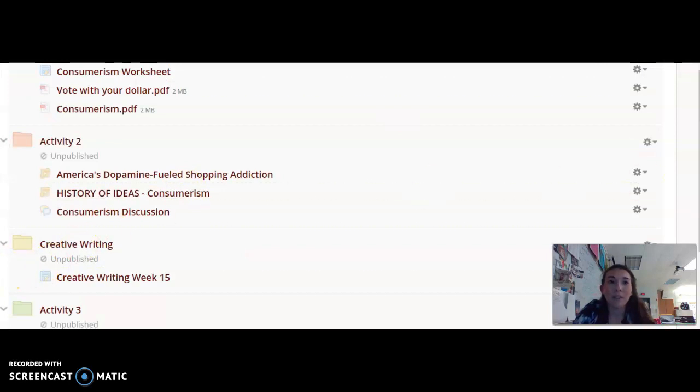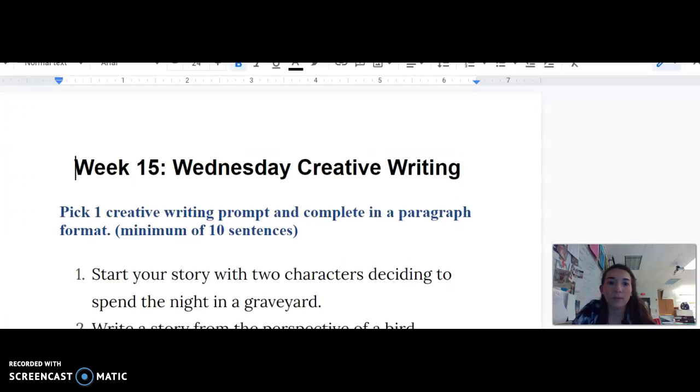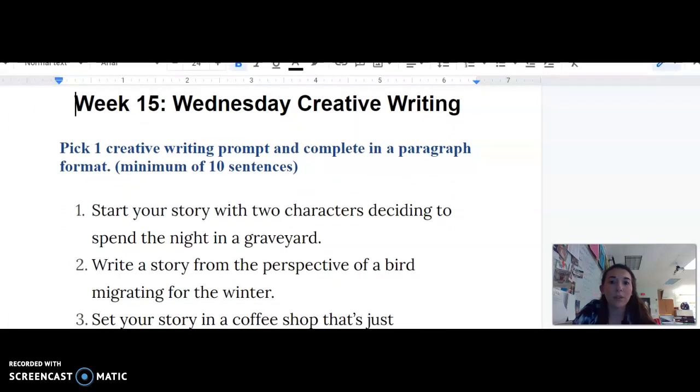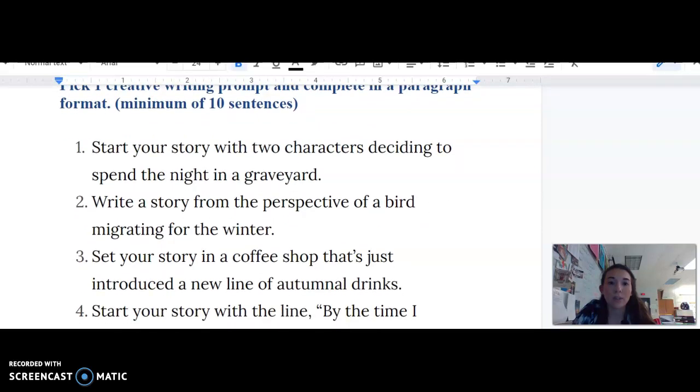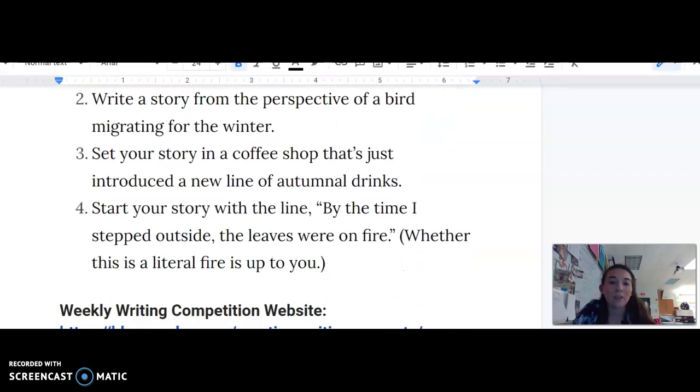Alright, Activity 3 is creative writing for week 15. Our creative writing prompts for week 15 are: one, start your story with two characters deciding to spend the night in a graveyard. Prompt 2 is to write a story from the perspective of a bird migrating for the winter. Prompt 3 is set your story in a coffee shop that's just introduced a new line of autumn drinks. Really, you could do any season that you enjoy. And then, start your story with the line, "By the time I stepped outside, the leaves were on fire." Whether this is literal fire is up to you.